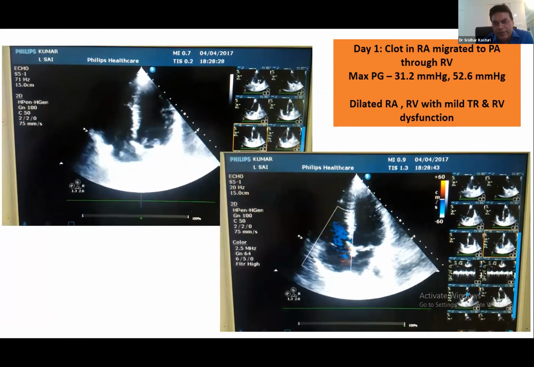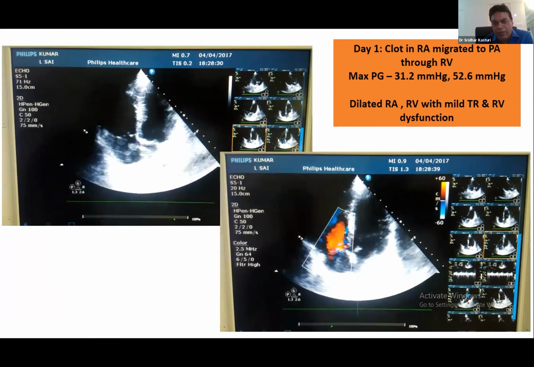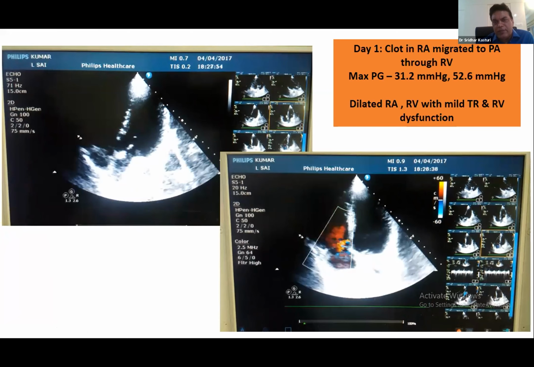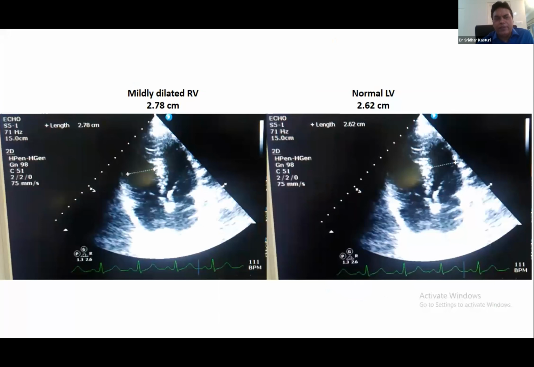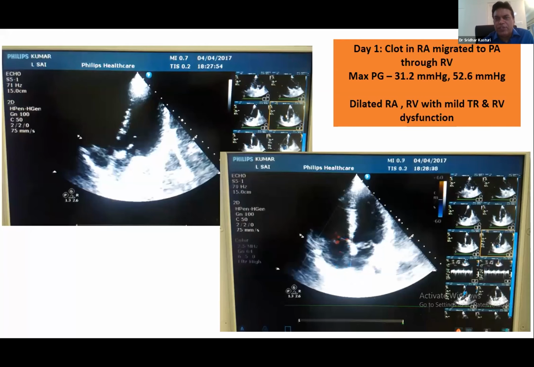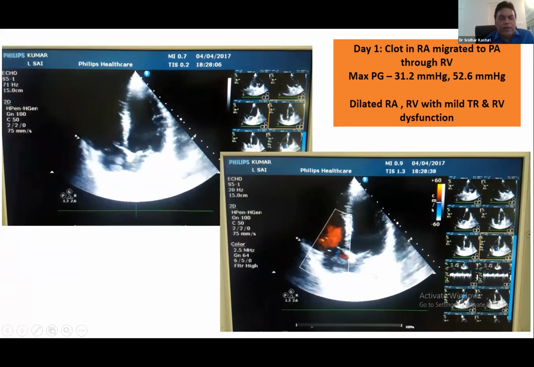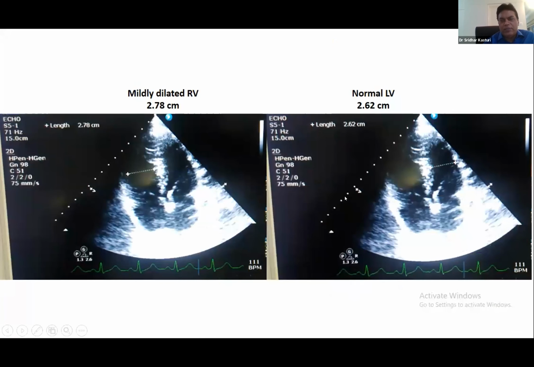TR velocity is elevated. That is also NT-proBNP, because once the failure is there and RV pressure is elevated, NT-proBNP may be elevated. So here, if you see the pressure, the peak gradient is 52, mean gradient 31. So there is a significant PH, dilated RA and RV, mild TR. Then we have to see the measurements.